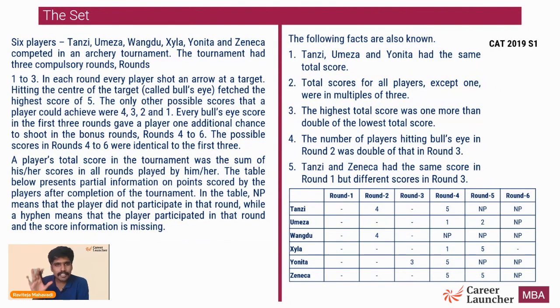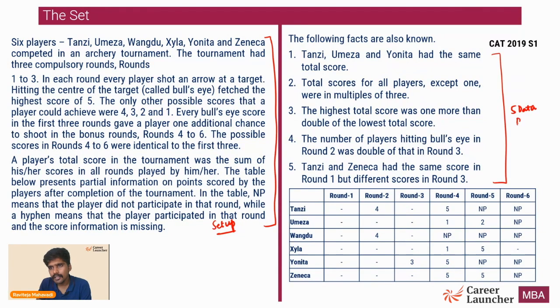Basically, if you look at the set, the quantum of information given is essentially a parameter that people consider while they are selecting or deselecting a set. Now if you actually look at the quantum of information given, the setup, the data points, there are only 5 data points, and there's a small table in which some data points are missing. We'll figure it out. So what is given here is 6 players, T, U, W, X, Y, Z competed in an archery tournament.